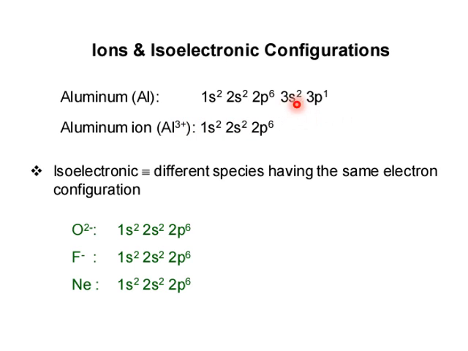Normally we remove the one at the back. So we withdraw this one, 3p1 and 3s2 will be withdrawn. So what remains is only 1s2, 2s2, 2p6. For isoelectronic, it means different species having the same electron configuration.